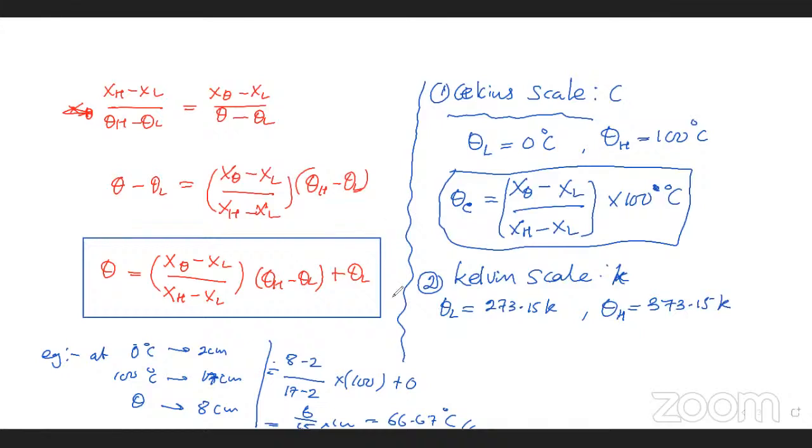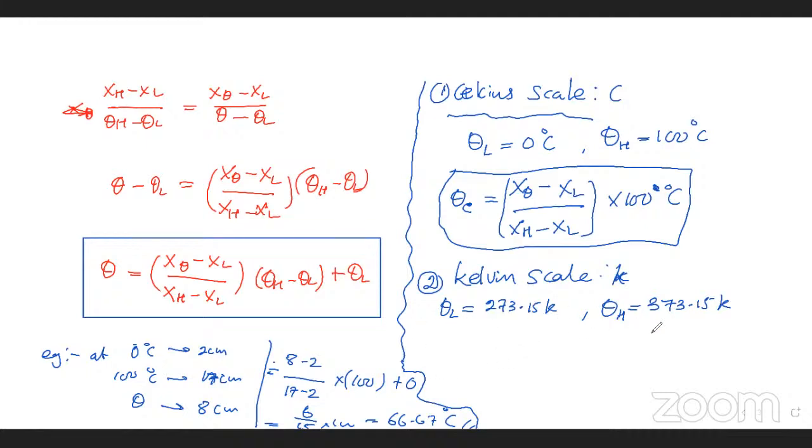Because this scale is defined with the kinetic energy of the molecules. The molecular kinetic energy becomes 0 at absolute 0. So outside, we take this value as 0 Celsius, that having a kinetic energy.